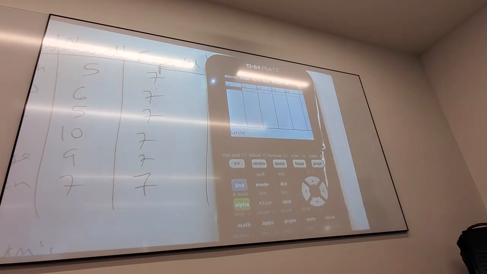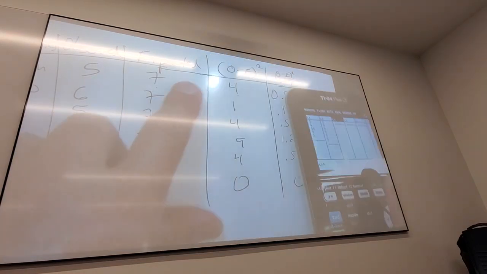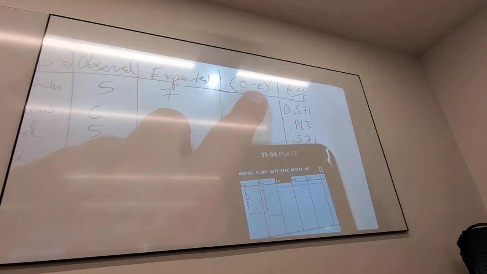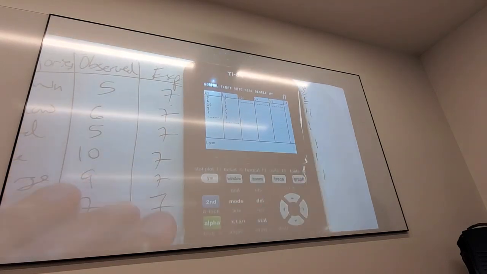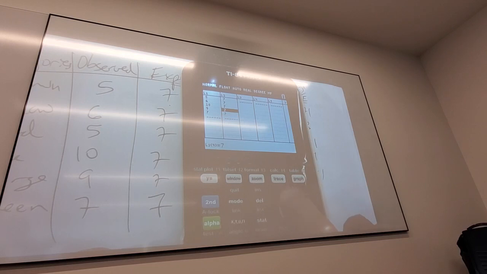Alright, so I'm going to put in there my observed, my expected. I want to make L3 be L1 minus L2, the whole thing squared. You need to subtract 1 from L2. You missed a 5 between 6 and 10.